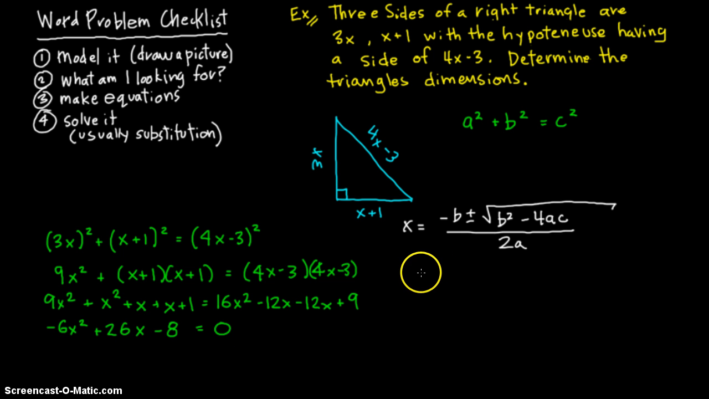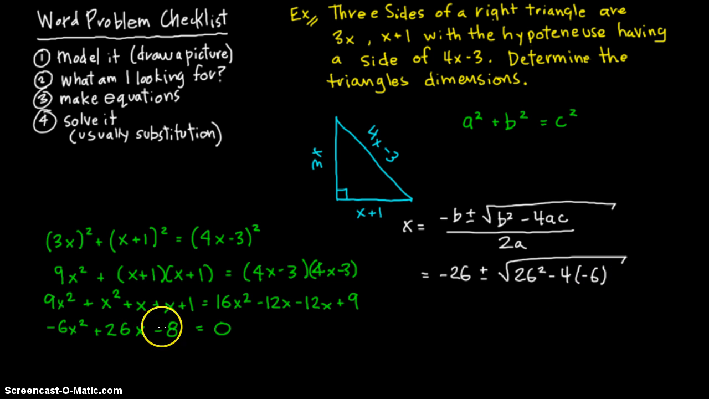So what's this going to look like? Okay, negative b, that's negative 26, plus or minus the root of, okay, 26 squared. I might have to get my calculator up for this. 4 times, I definitely have to look for a calculator. 4 times negative 6 and then negative 8. So that's going to be a negative times a negative times a negative.